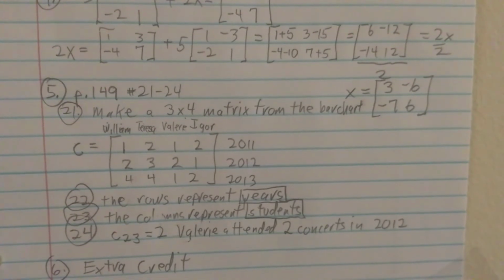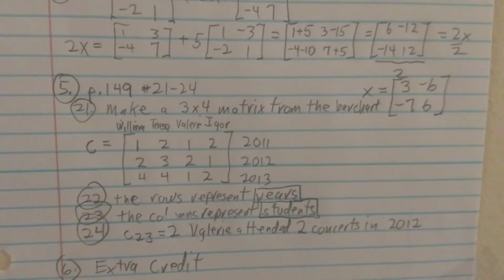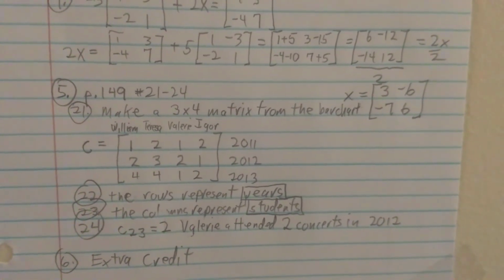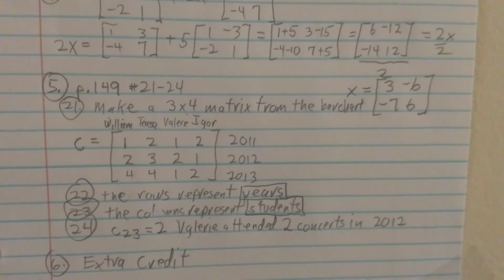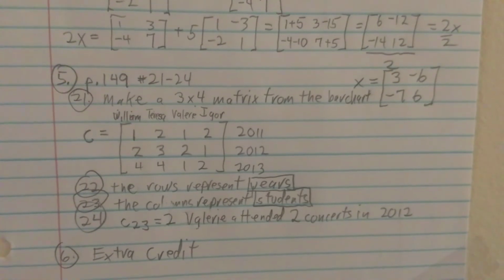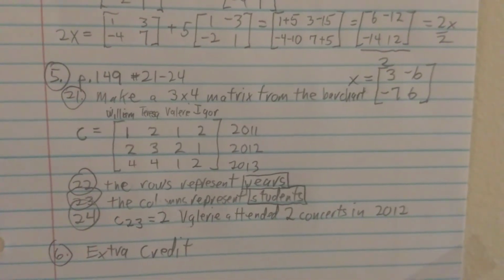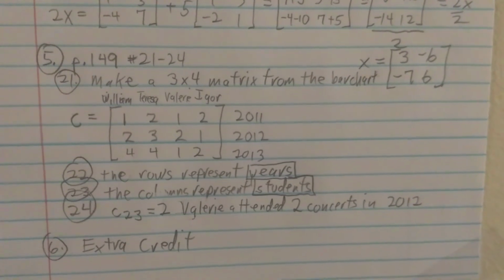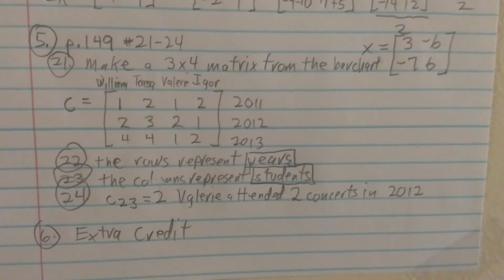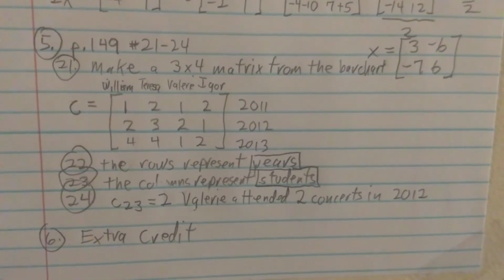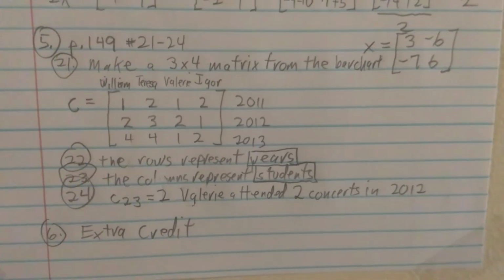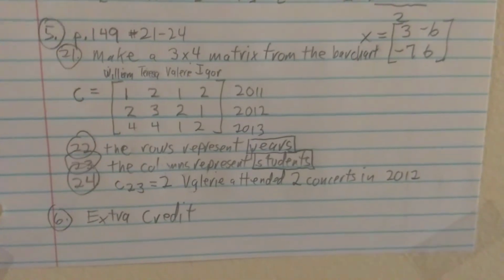And on page 149, they're asking us to make a 3 by 4 matrix from the bar chart, where the students are William, Teresa, Valerie, and Igor for the years 2011, 2012, 2013. So that's 1, 2, 1, 2, the one color, 2, 3, 2, 1, the color for 2012, and 4, 4, 1, 2, the color for 2013. Now the rows represent years, the columns represent students, and the element row 2, column 3 is equal to 2, and that represents Valerie attended 2 concerts in 2012.